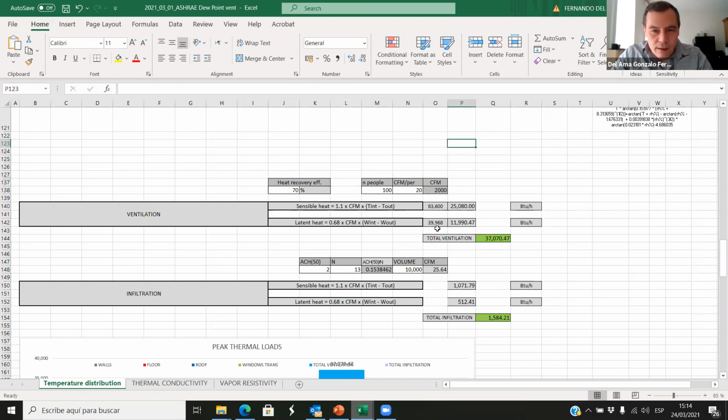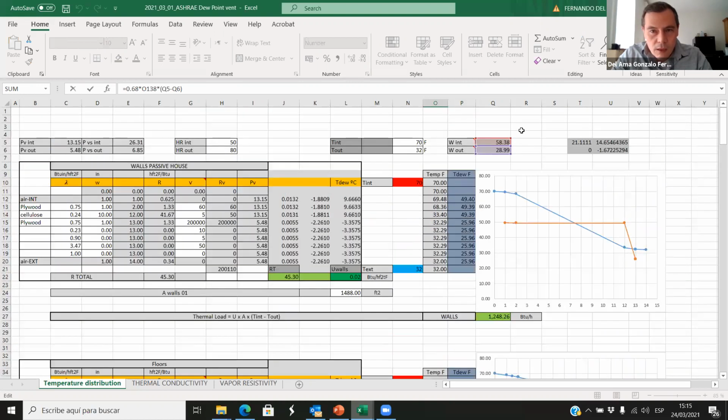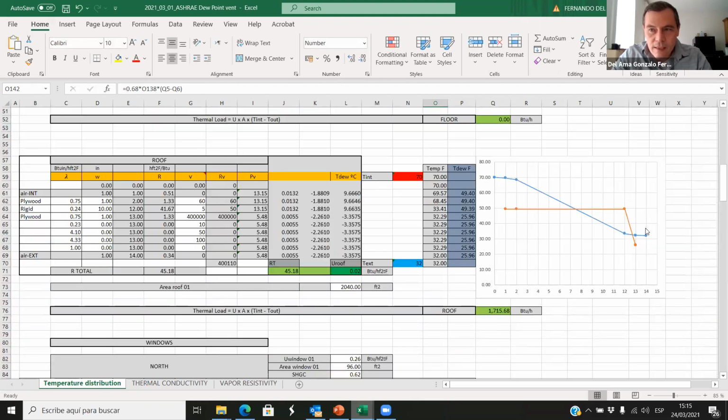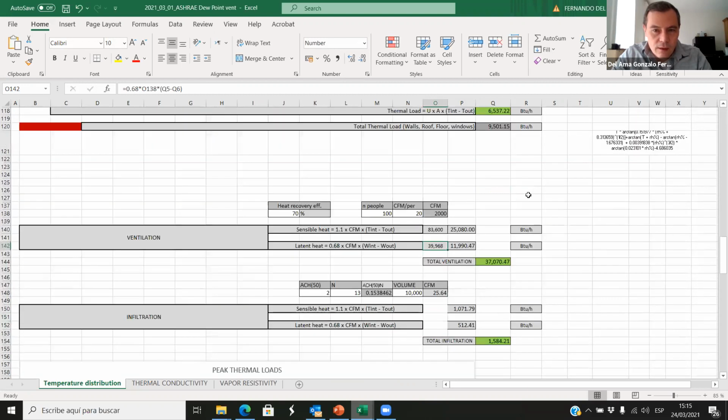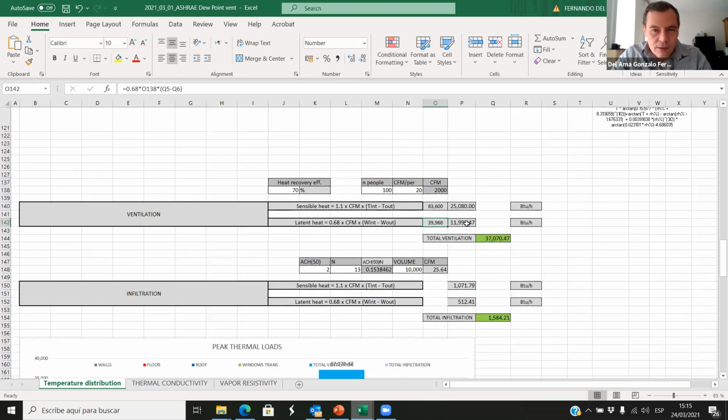And then all these numbers change, because they are connected to the total CFM, and 1.1 times this total CFM, times indoor minus outdoor temperature, and wet bulb indoor minus wet bulb outdoor temperature. So these values are taken from here, okay? So first we need to set the outdoor conditions. When we set the outdoor conditions, then we can go to these calculations.